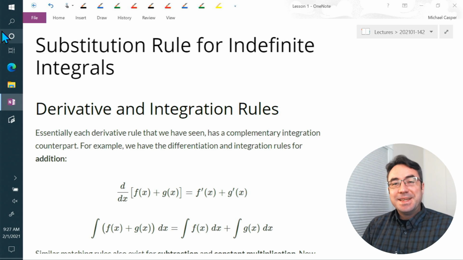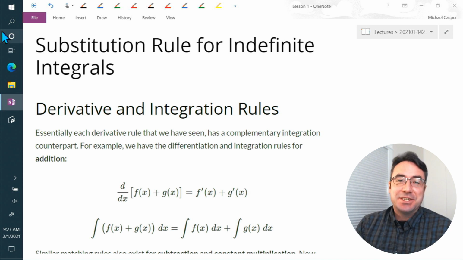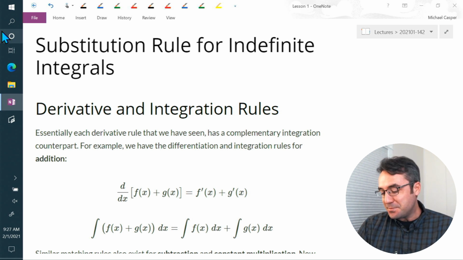Welcome everyone. Today we're going to be looking at my personal favorite integration technique, the substitution rule. And we're going to particularly look at it in the context of indefinite integrals. So this is a good one.